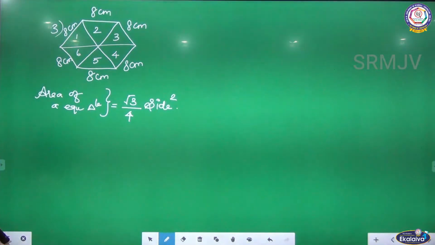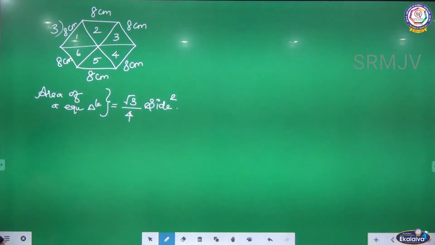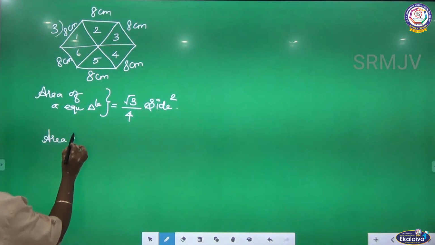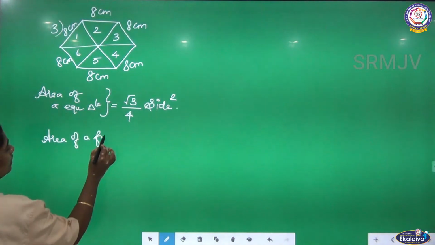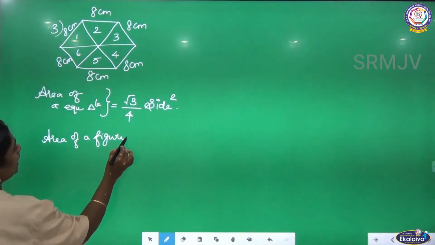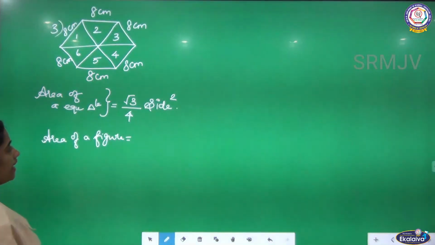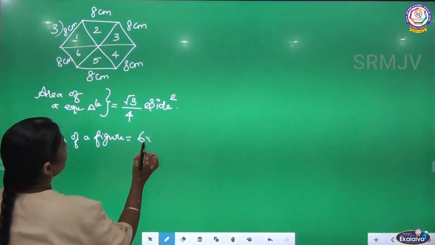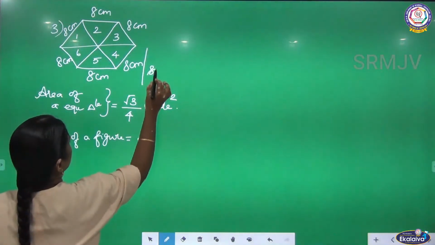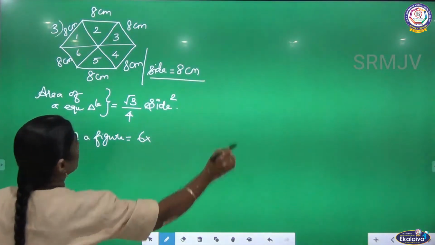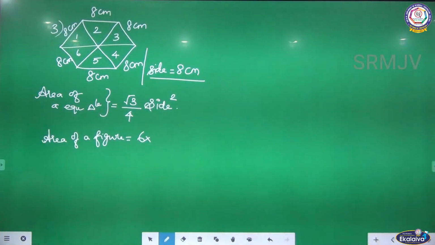Root 3 by 4 side square is the area of an equilateral triangle. So now the area of the figure is equal to how many equilateral triangles do I have here? 6 equilateral triangles. So 6 into, and what is the side here? 8 centimeter. Can you clear this?